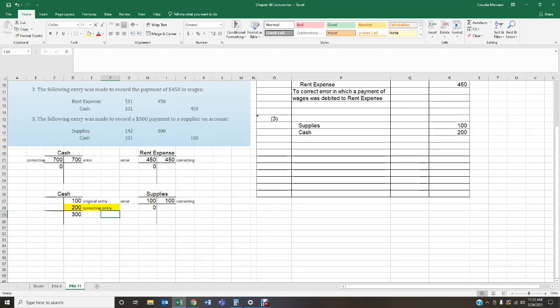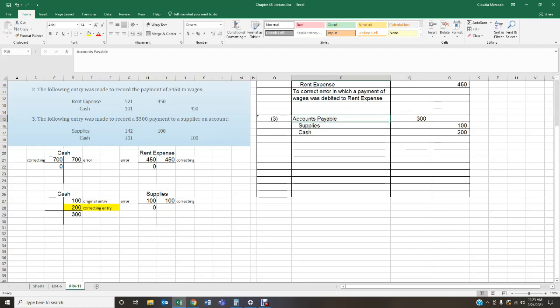Now, what are we using this $300 in cash for? To pay money we owe. Whenever we pay someone we owe money to, we debit accounts payable. So this is the correct account that should have originally been debited. We should have debited accounts payable instead of supplies. And the correct amount is $300. So accounts payable is going to get debited $300.